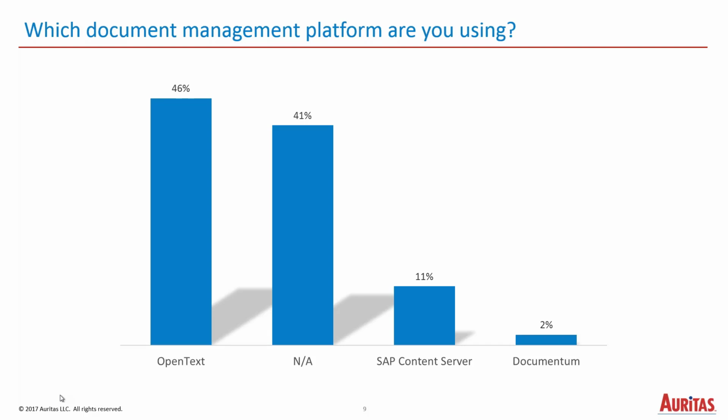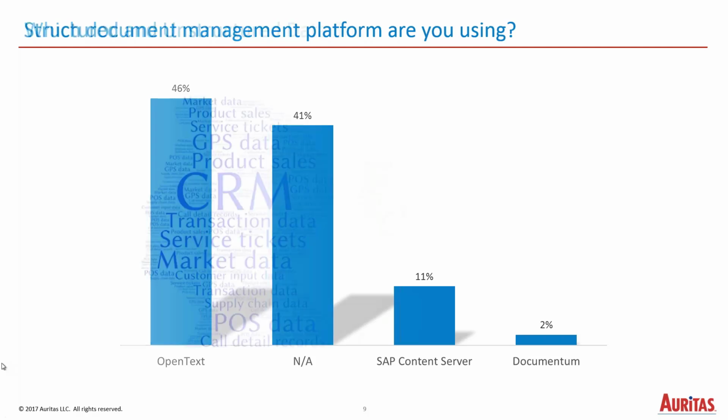We found about 46% of you are using OpenText in your environment. 41% are not using any kind of solution, or chose not to tell us what solution they are using. We have about 11% of the attendees running SAP Content Server, and about 2% of you are running Documentum in your organization.